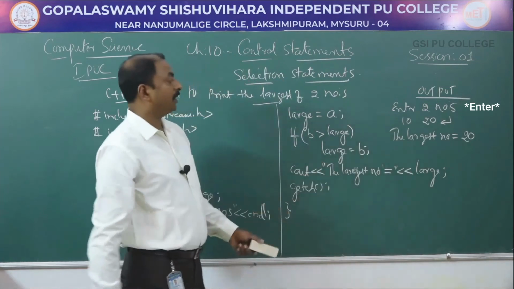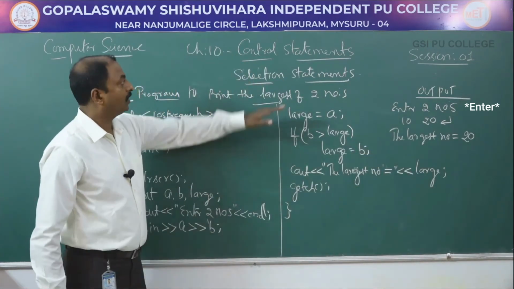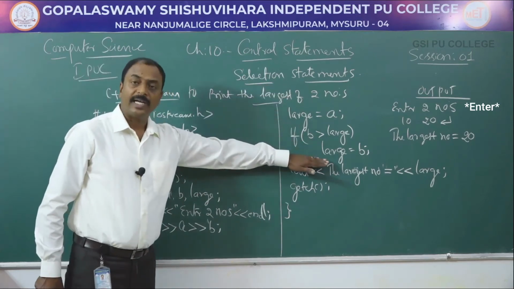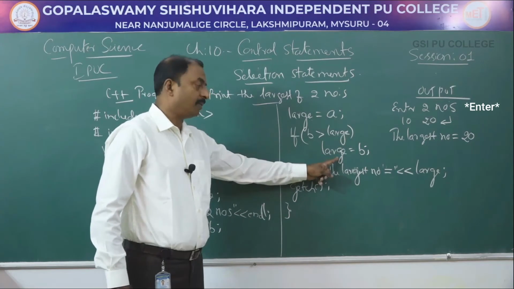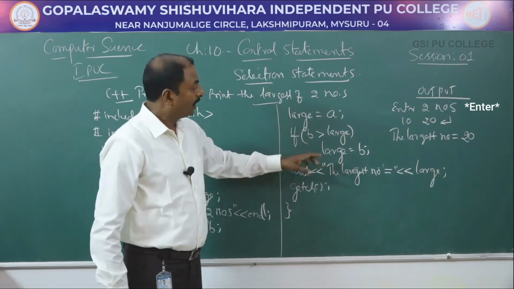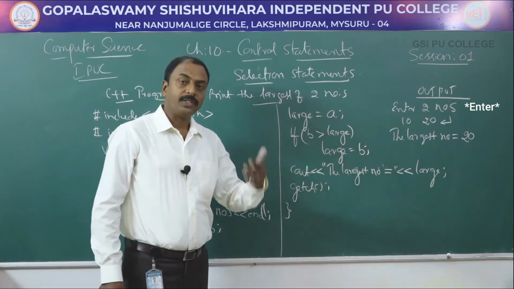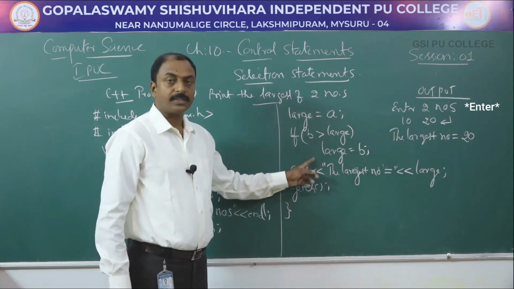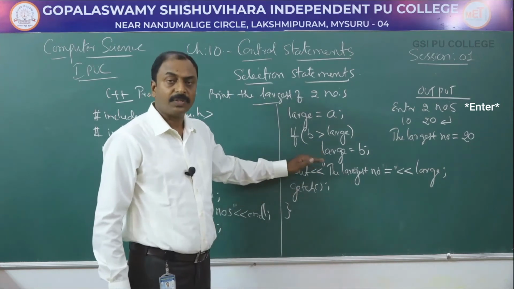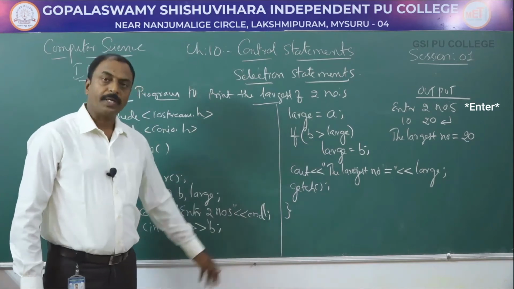So this would be the output of the program, and here we have used the control statement if, as per the syntax: if condition, statement 1. So in this example there is only one statement to be executed. If there is more than one statement to be executed, we have to make use of two brackets here, or we have to write the statements within a block.